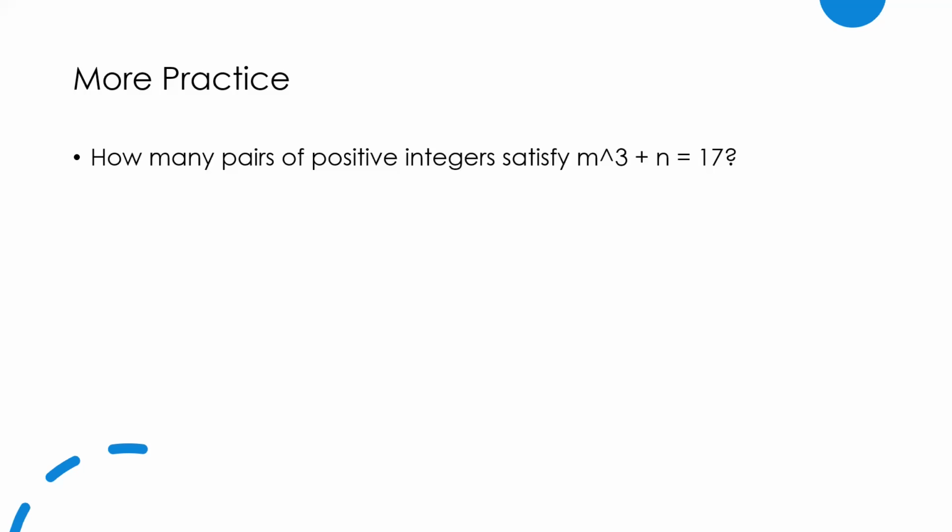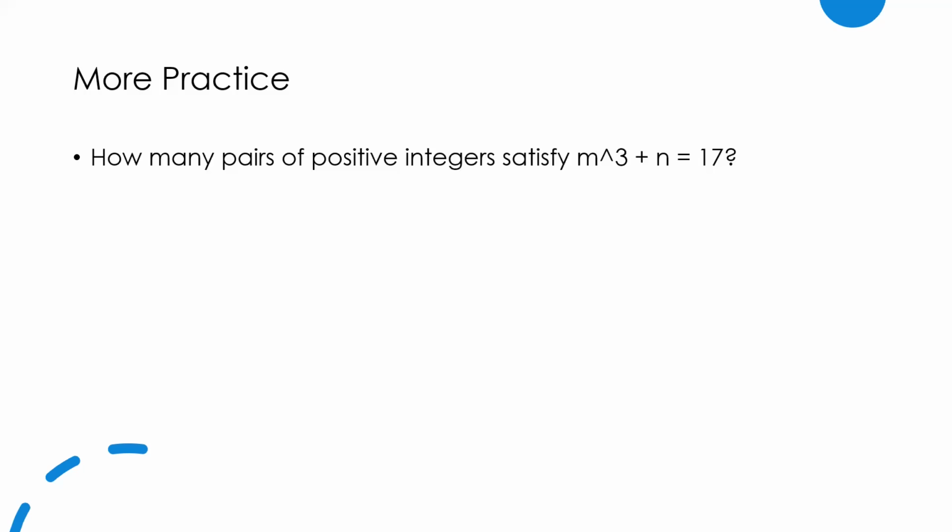All right, I think I gave you enough time to do this one, so let's solve it now. How many pairs of positive integers satisfy m cubed plus n equals 17? So this is positive integers. Zero is not a positive integer. So here we have several different cases. When we look at this casework problem, we want to look at m to the power of 3, since we know there are only a few positive integers that, when cubed, are less than 17.